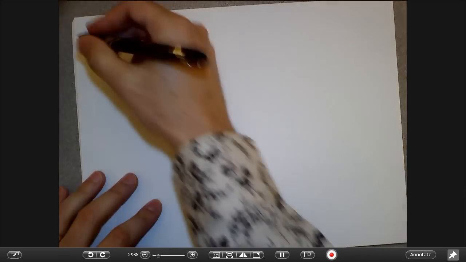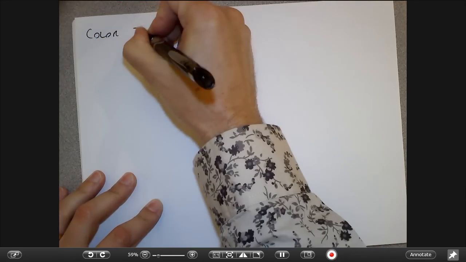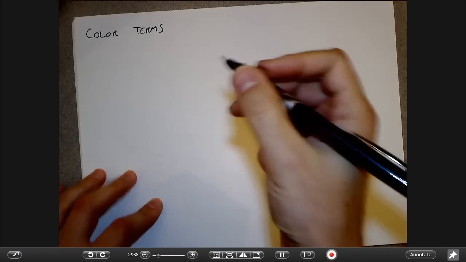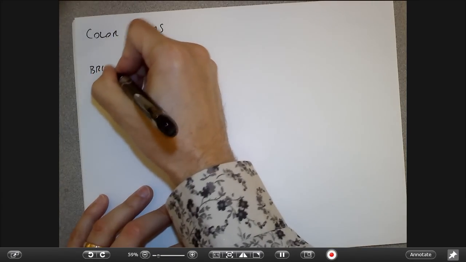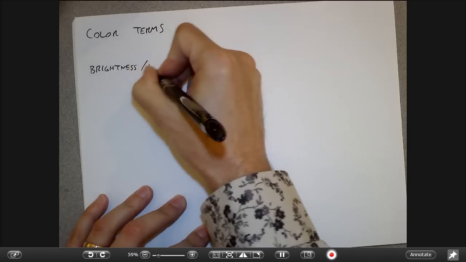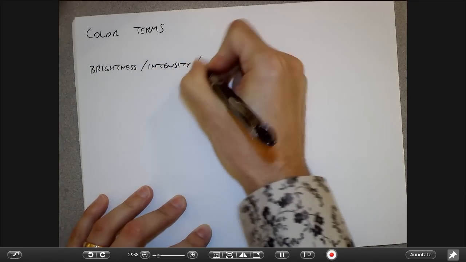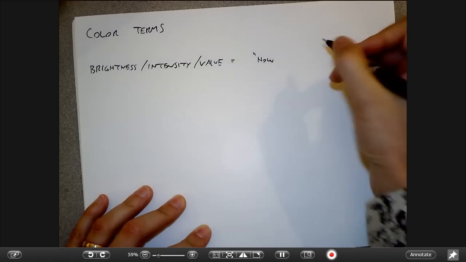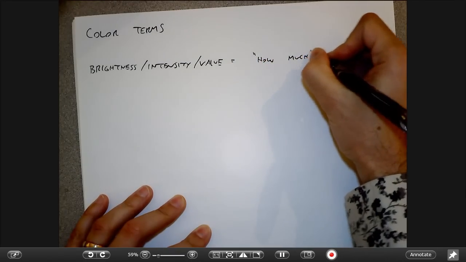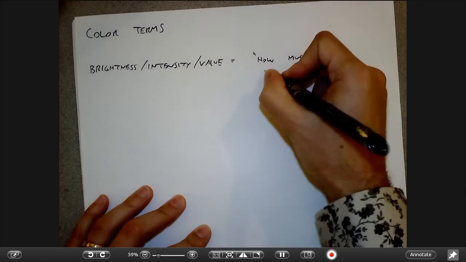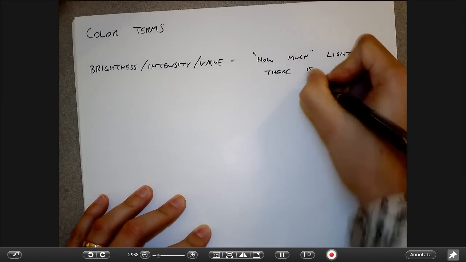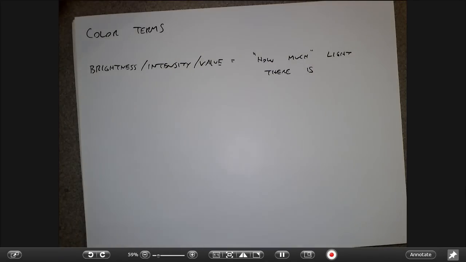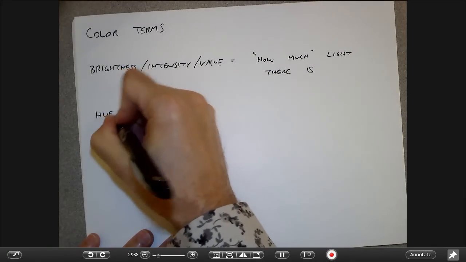Okay, other things related to color. There are some words that you may have heard related to color. Let's talk about those for a second. Color terms. There's a term called brightness, or intensity, or value. That corresponds to the notion of how much light there is, how bright the light is, how intense the light is.